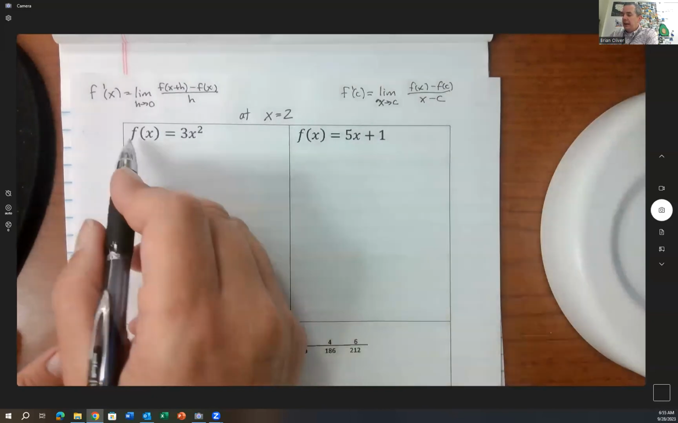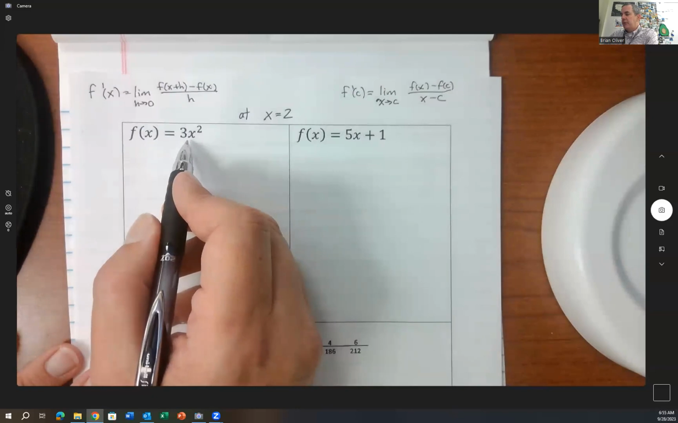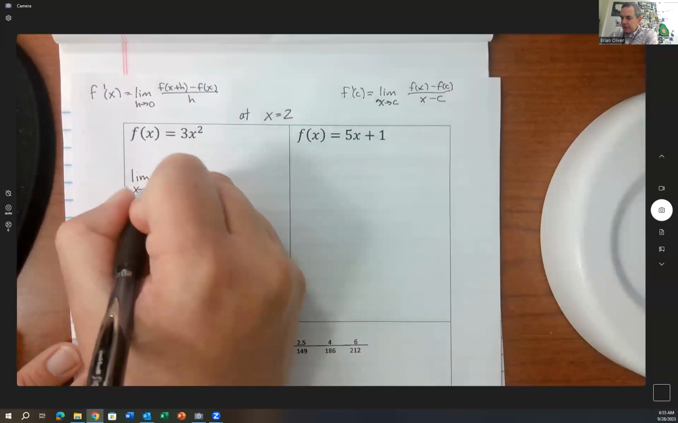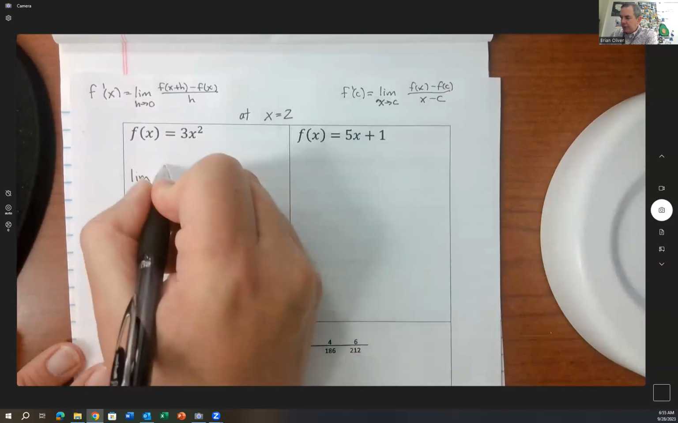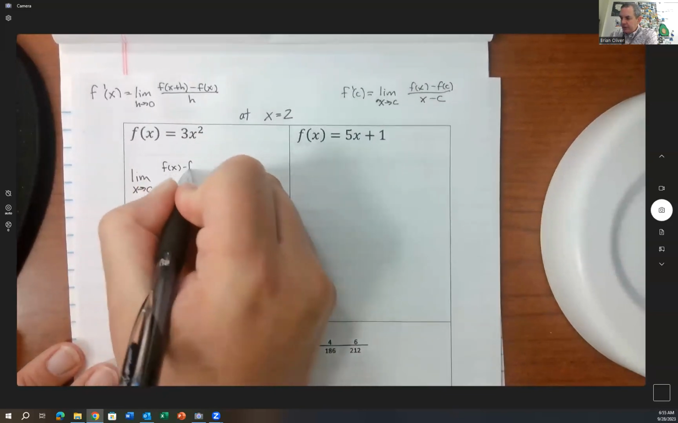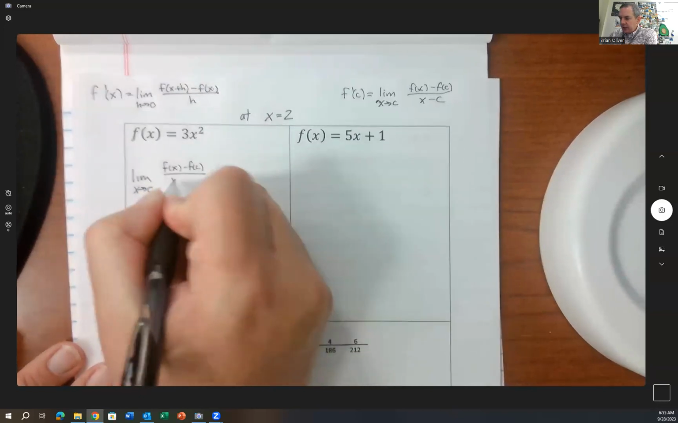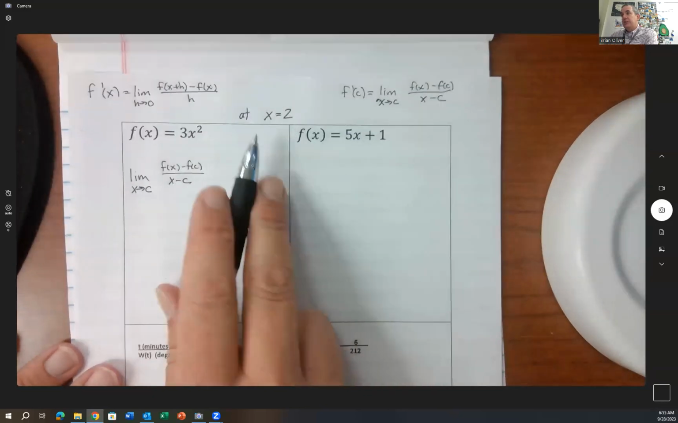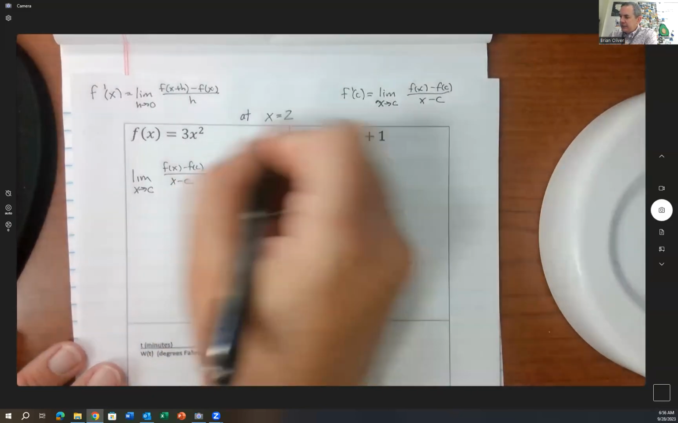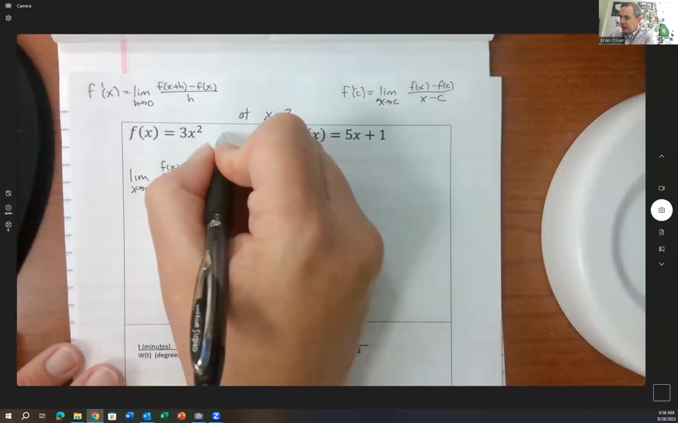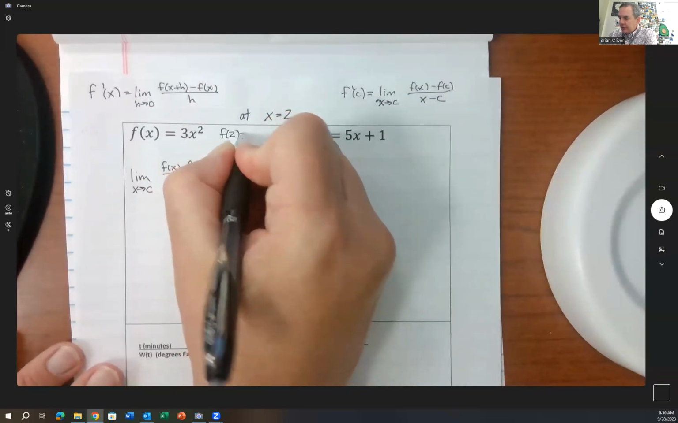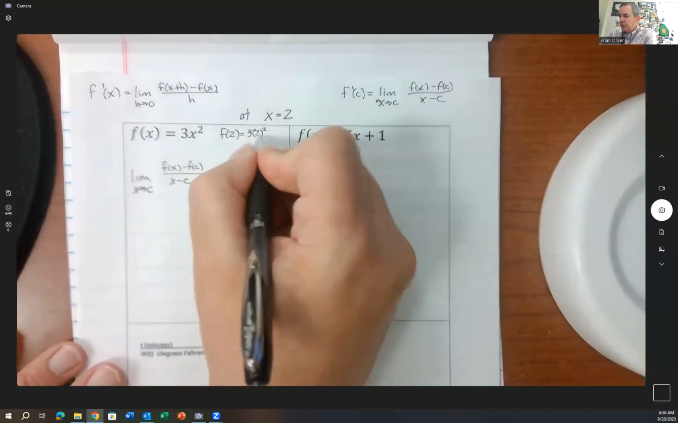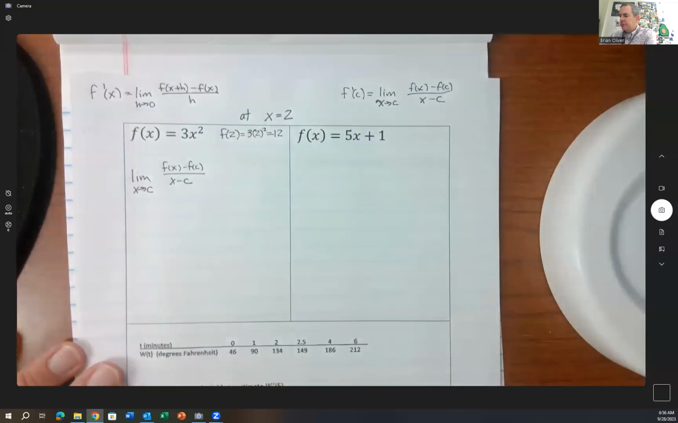So I have f of x equals 3x squared. That's my function. I want to use the following expression to figure out the slope at a given point: f of x minus f of c over x minus c. In this case, c is going to be 2. C is the point that I'm looking at. So what is f of 2? F of 2 is 3 times 2 squared. 2 squared is 4, 3 times 4 is 12. So f of 2 is 12.